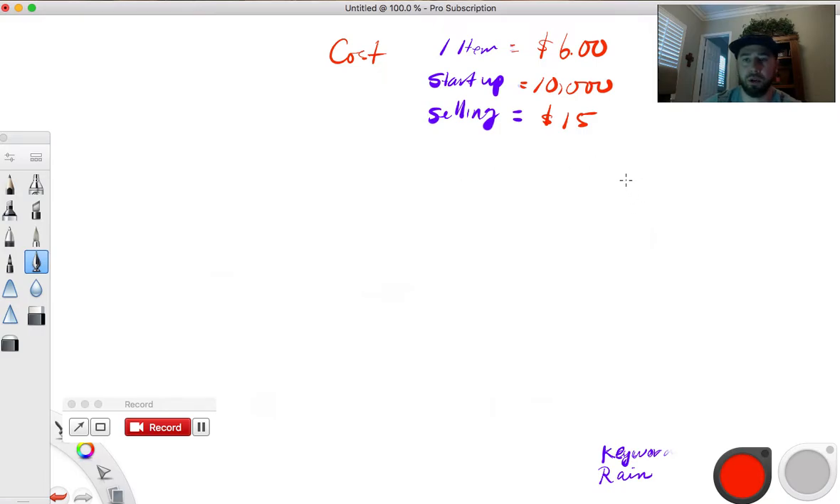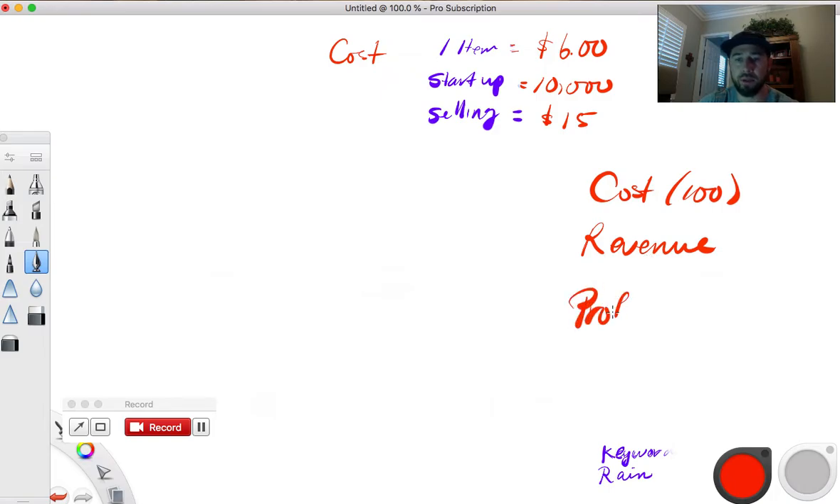Now, what did I say we're looking at today? We're looking at our cost to make 100 items. We're looking at our revenue. That's the money we're bringing in. It's not how much we make, it's how much we bring in. And here's our profit. This is what we really care about. This is what we get to keep, not how much we bring in, what we get to keep.